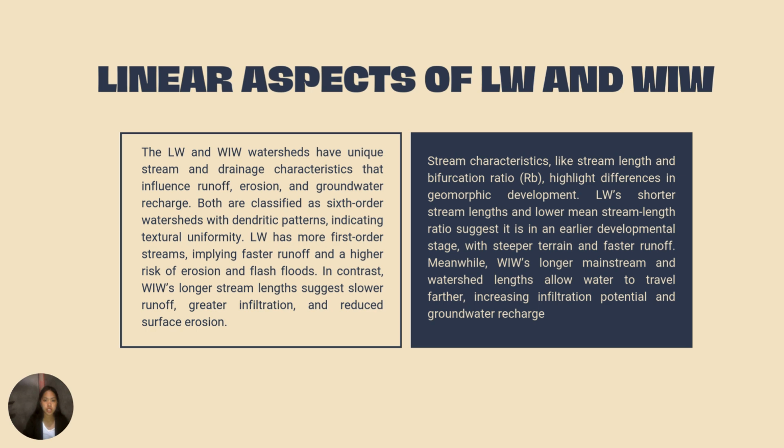Stream characteristics like stream length and bifurcation ratio, or RB, highlight differences in geomorphic development. LW's shorter stream lengths and lower mean stream length ratio suggest it is at an earlier developmental stage, with steeper terrain and faster runoff. Meanwhile, WIW's longer mainstream and watershed lengths allow water to travel farther, increasing infiltration potential and groundwater recharge.